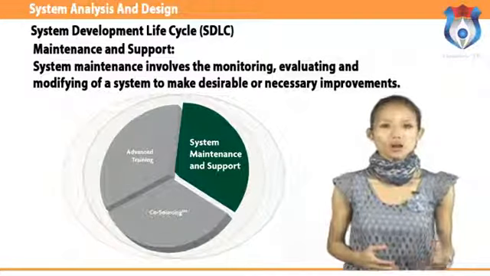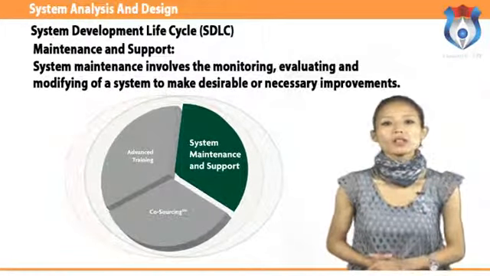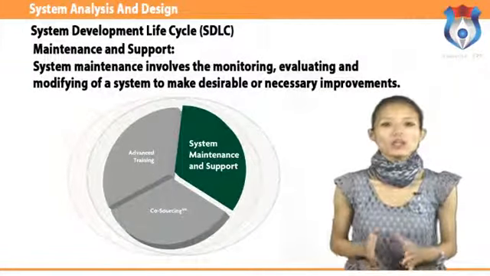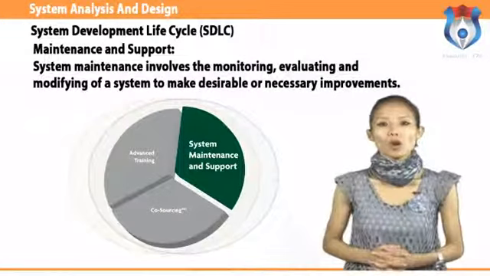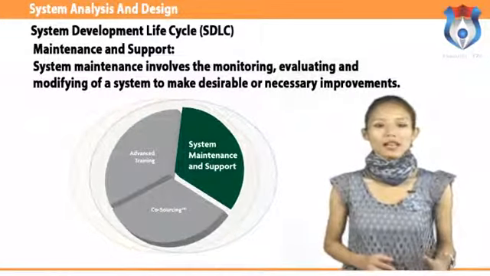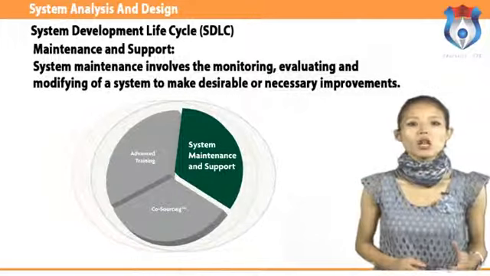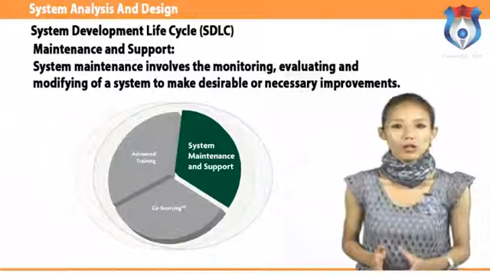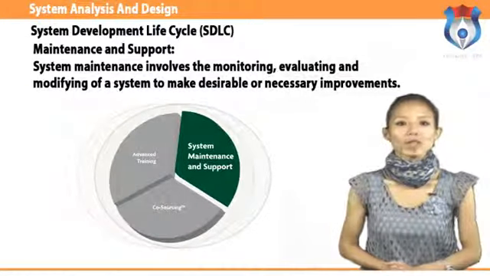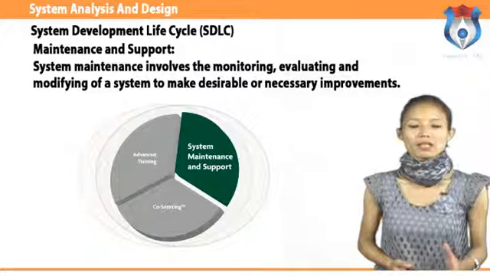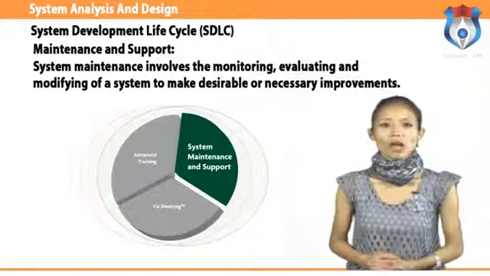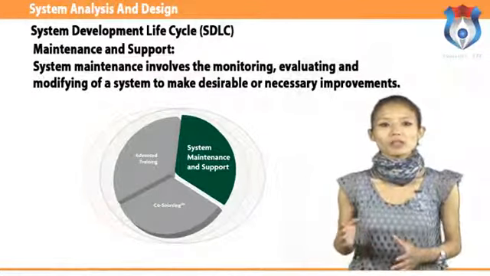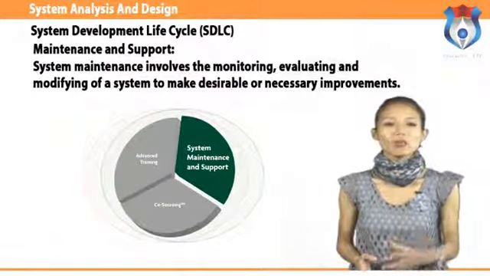There are many reasons for the change. Change could happen because of some unexpected input values into the system. In addition, the changes in the system could directly affect the software operation. Maintenance includes activities like keeping the system up to date with the changes in the organization and ensuring it meets the goals of the organization by building a help desk to support the system users, implementing changes to the system when necessary. System maintenance involves the monitoring, evaluating and modifying of a system to make desirable or necessary improvements.